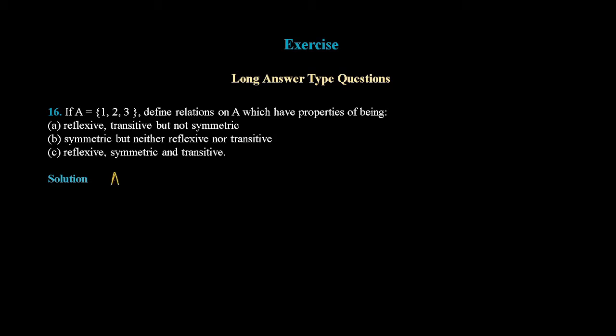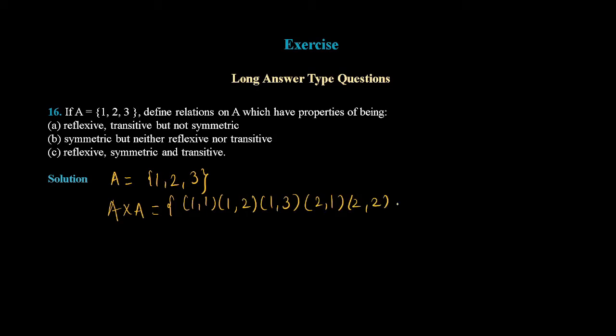First of all, my set A is {1, 2, 3}. These are the elements of set A. First, I will write all the elements of my Cartesian product A cross A. So this will be (1,1), (1,2), (1,3), then (2,1), (2,2), (2,3), and then (3,1), (3,2), and (3,3). So these are the 9 elements of my Cartesian product A cross A.